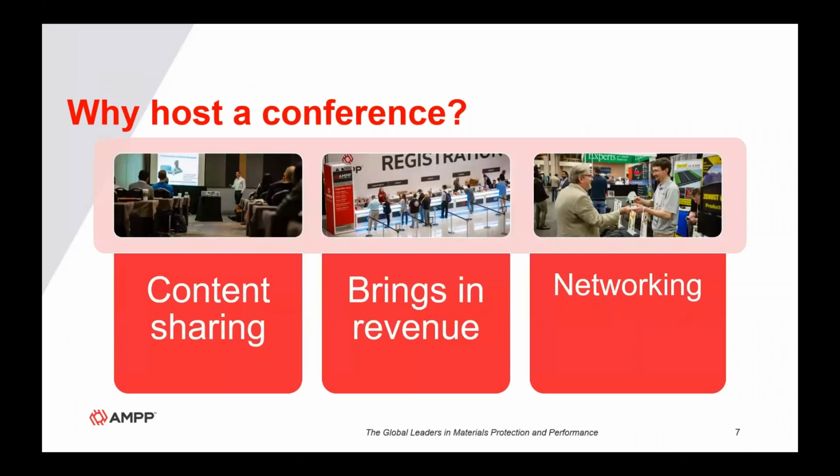So why host a conference? One of the biggest reasons is content sharing. Share the latest ideas, technology, and research, get into a room and discuss case studies, what's worked, what hasn't worked, just knowledge sharing. Also, chapters will host conferences to bring in revenue, and that revenue can be used for trainings for workers in the field of corrosion and coatings and materials protection, hosting committee meetings, lunch and learns, or even sponsoring students to participate in other AMP programs and events. And then lastly, networking with their peers and industry contacts, making new contacts, and reconnecting with longtime contacts.